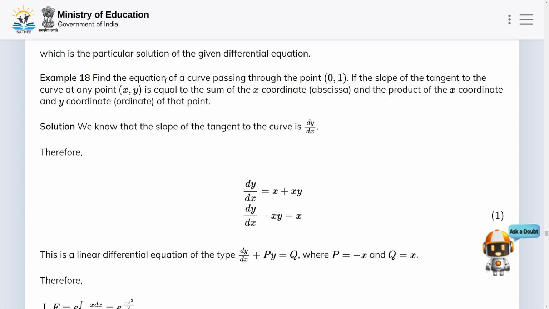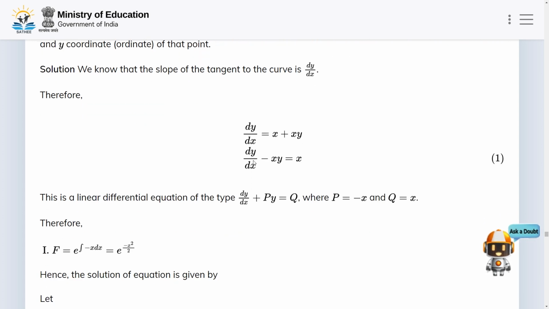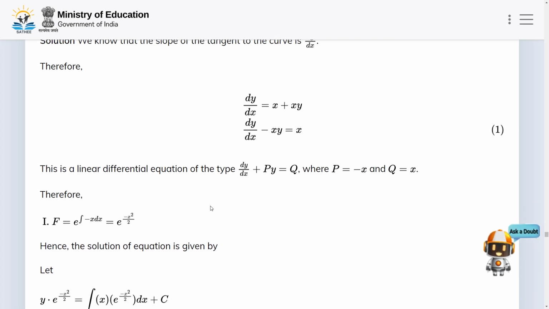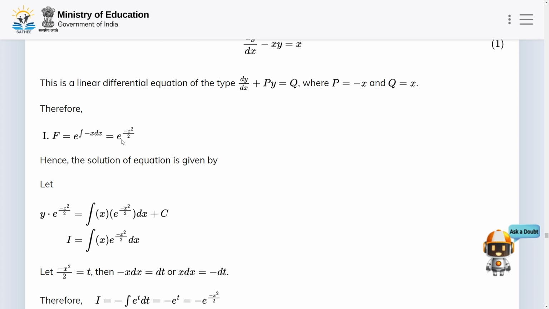Okay, example: you have to find the equation of a curve passing through the point (0, 1), if the slope of the tangent to the curve at any point is equal to the sum of the x coordinate and the product of the x coordinate and y coordinate. This means x plus xy. As you can see, dy by dx will be x plus xy. This means dy by dx minus xy is equals to x. This means p will be minus x, q will be x. Use the integrating factor. Integrating factor will be e power minus x square by 2.